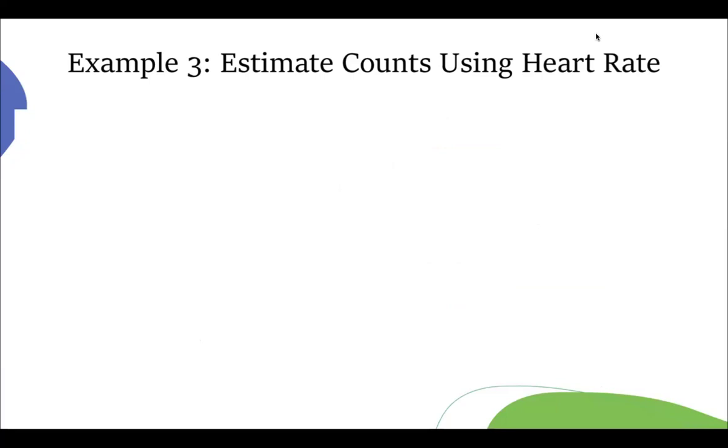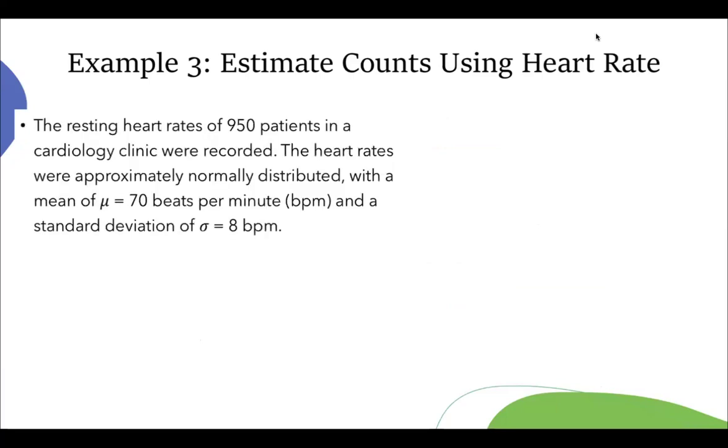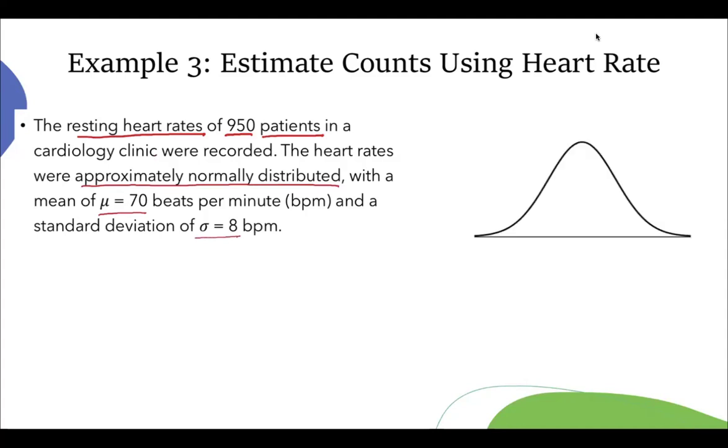Okay, one more question using estimating counts using heart rate. This time we're told that we have 950 patients. That's our total size in a cardiology clinic, and we were measuring the resting heart rates. The heart rates were approximately normally distributed, so that means we can use normal CDF in this problem. The mean is 70 beats per minute, and the standard deviation was 8 beats per minute. So let's consider that the distribution is normally distributed.